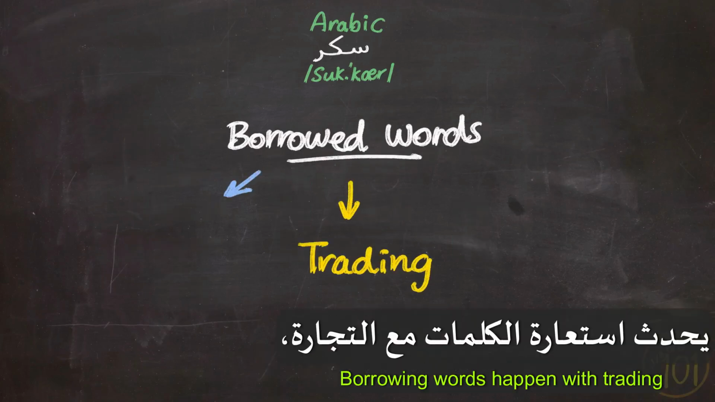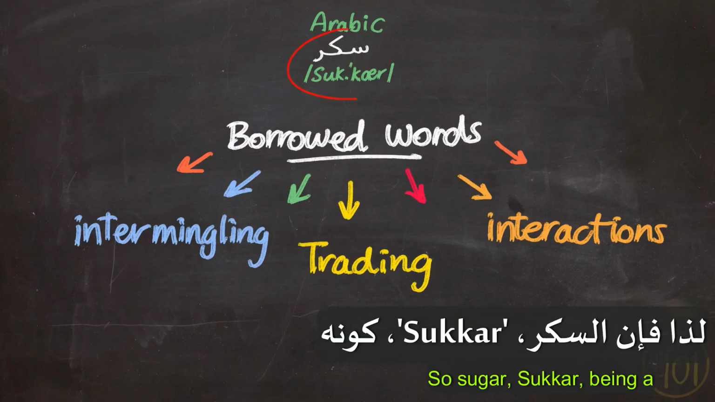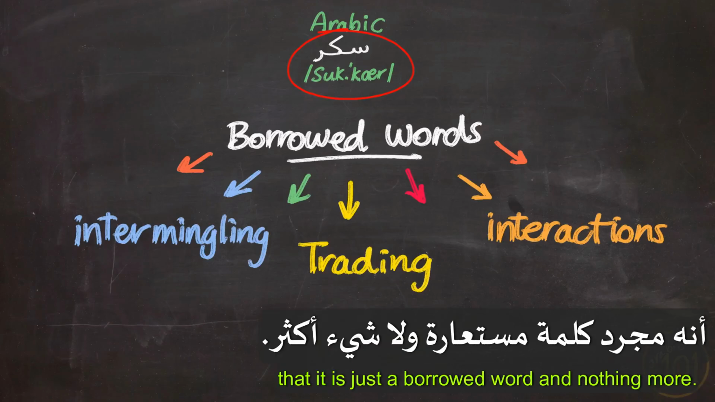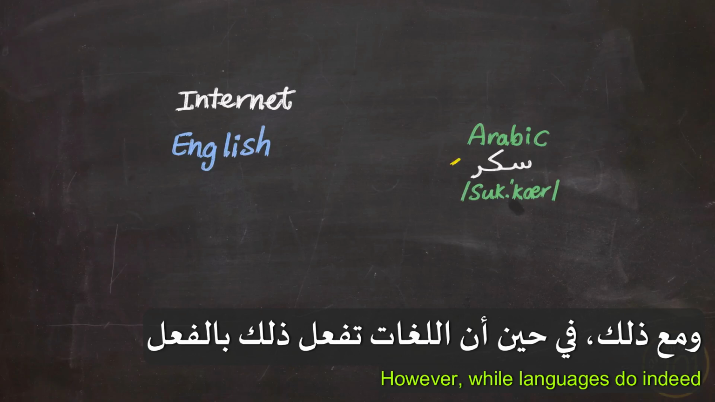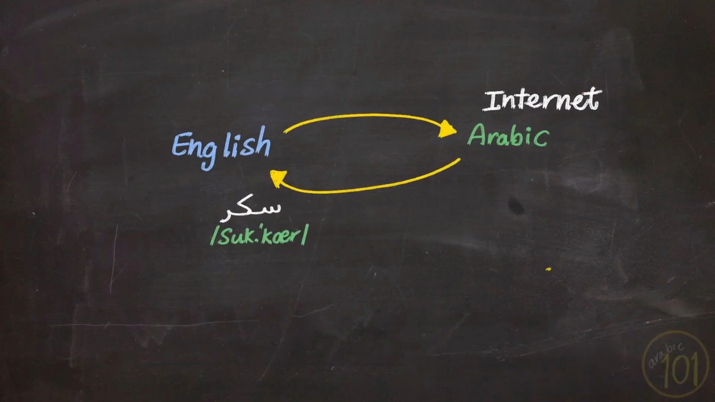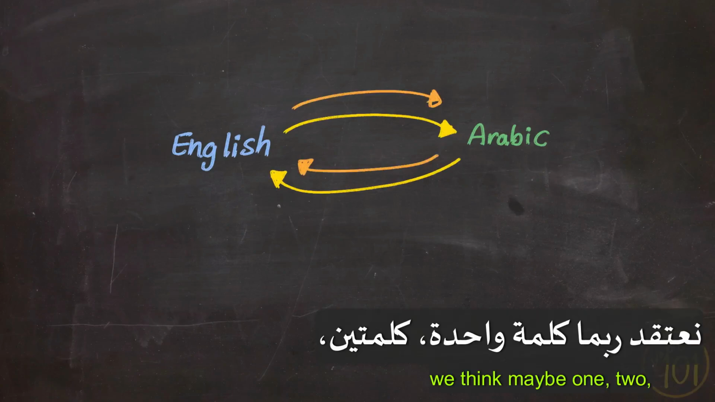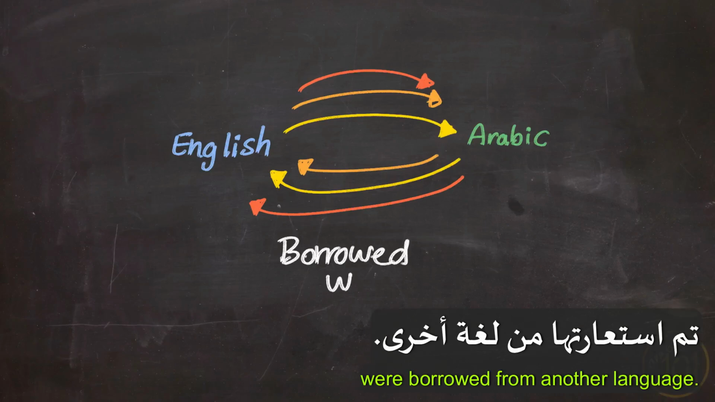Borrowing words happens with trading, intermingling, and this kind of interaction. So sugar, sukkar, being a commodity, makes it very likely that it is just a borrowed word and nothing more. However, while languages do indeed borrow words from one another, when we say borrowed words, we think maybe 1, 2, or even a dozen words were borrowed from another language.